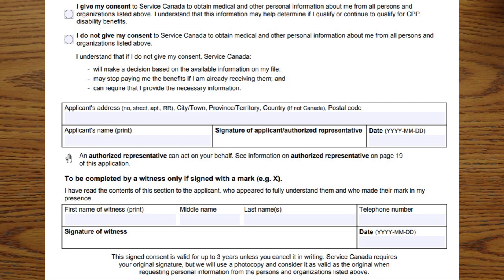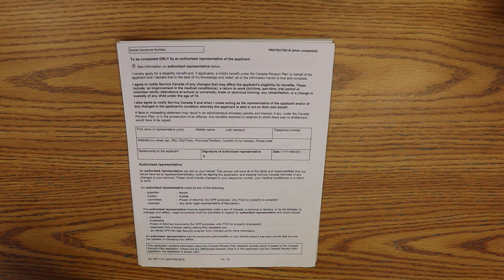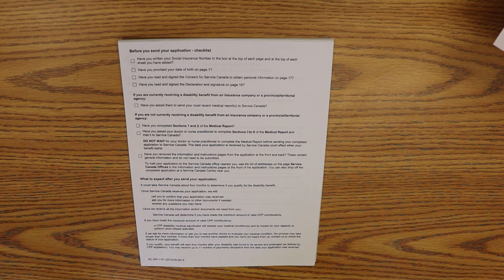All photocopies must be certified, and you cannot ask a relative to do it for you. It could take Service Canada about 4 months to determine if you qualify for disability benefits.